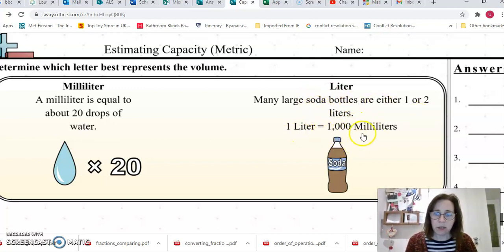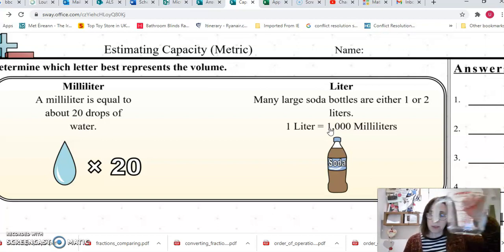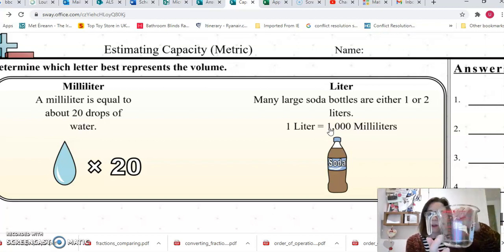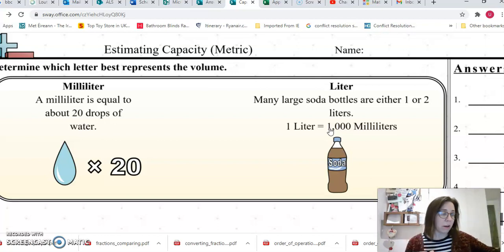So 1 litre is 1,000 milliliters, okay? So that gives you an idea of how much a milliliter is, 2.5 of them in this. This is the jug I was using earlier. We can fit 500 milliliters, or half of a litre, in here. Okay, so I can fit half a litre in there. A litre is twice as much as that. So that should give you an idea of how much a milliliter or a litre is.